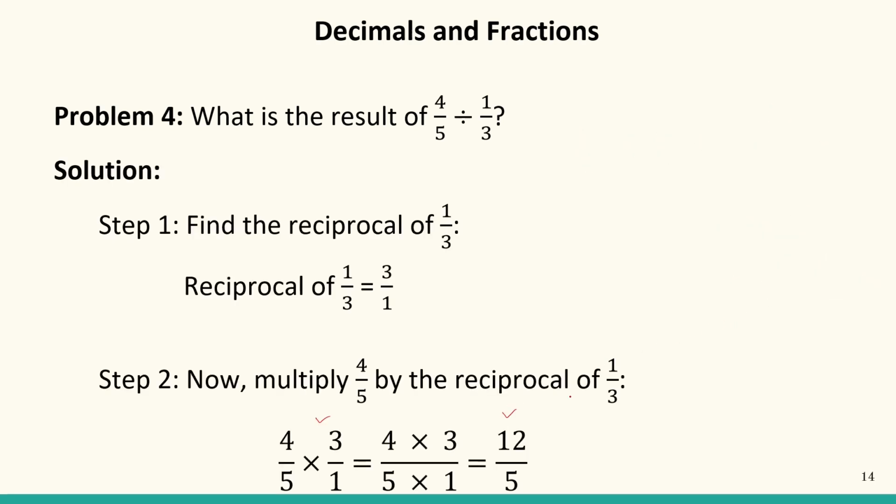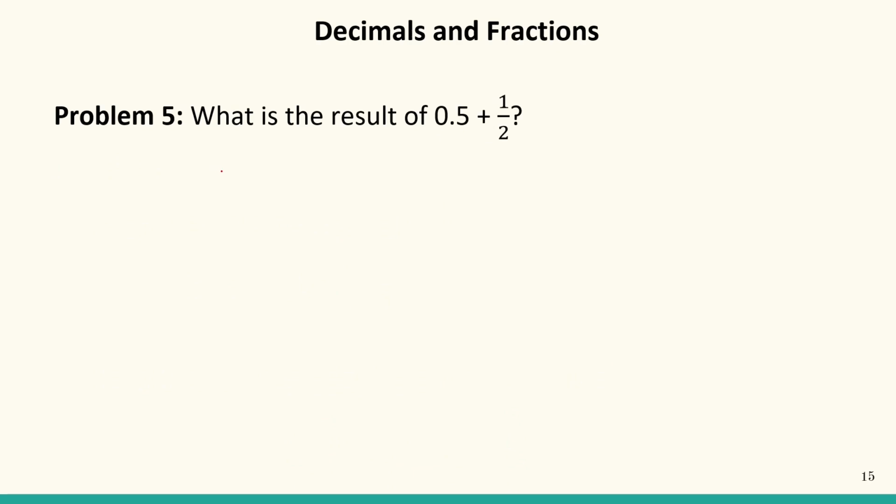Okay, so let's see problem number 5. What is the result of 0.5 plus 1 by 2? Okay, so what we need to do here is 0.5 plus 1 by 2. We can write the decimal form of 1 by 2, that is 0.5 plus decimal form of 1 by 2 is nothing but 0.5, that is equal to 1.0.